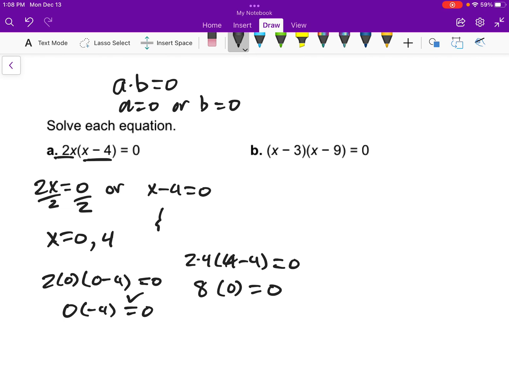Sometimes you might see it written this way, as we call this a solution set. It's just the set of all the numbers that are solutions to my equation. You may see those squiggly brackets like that. You can also write it that way. Either one of those two would be great.